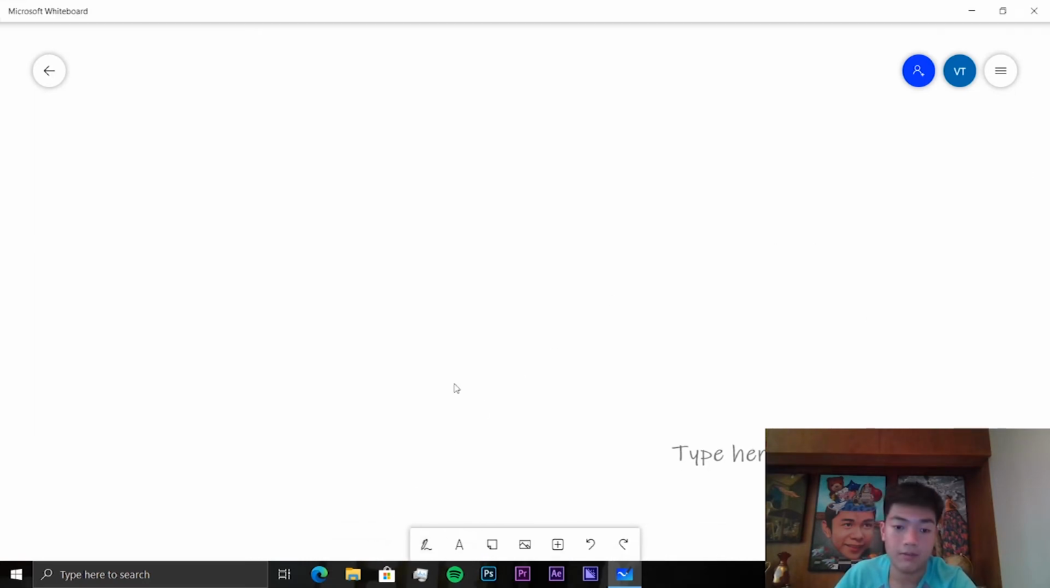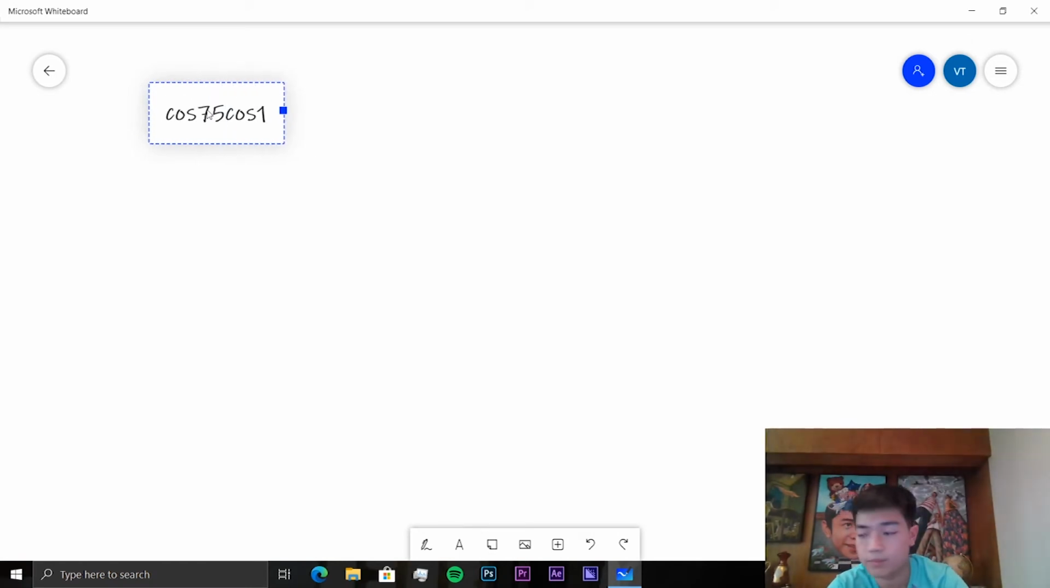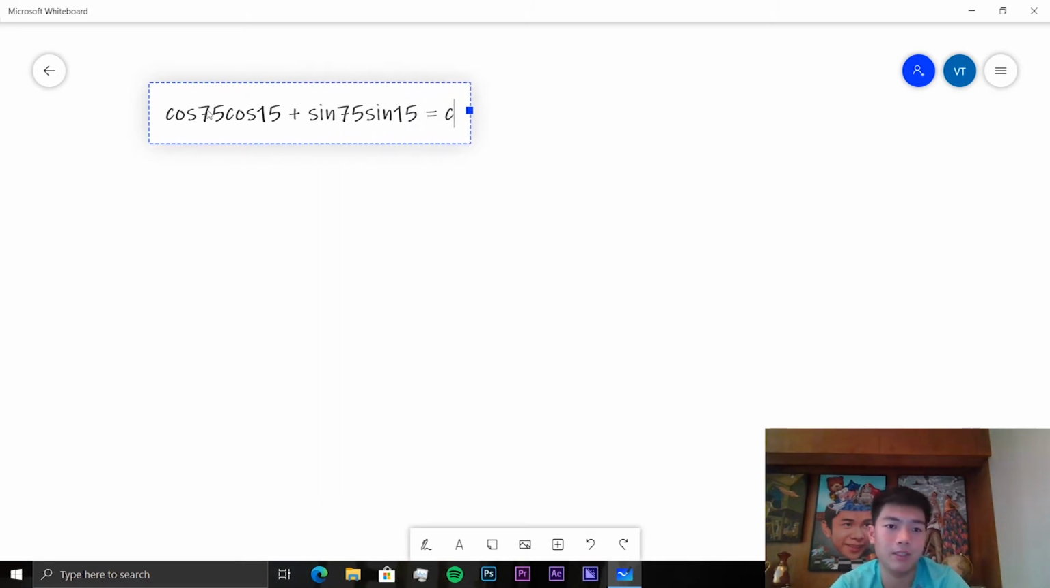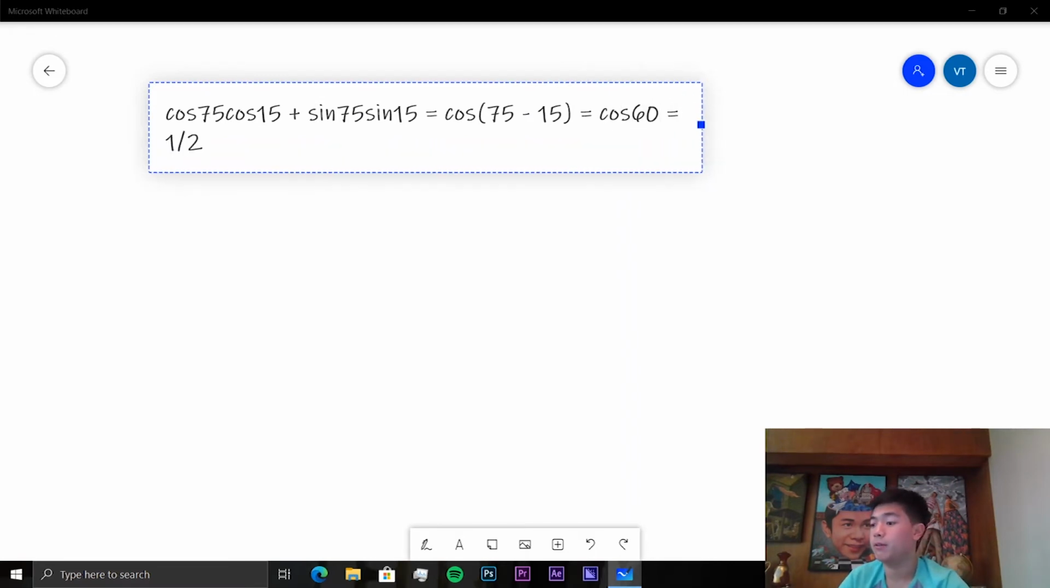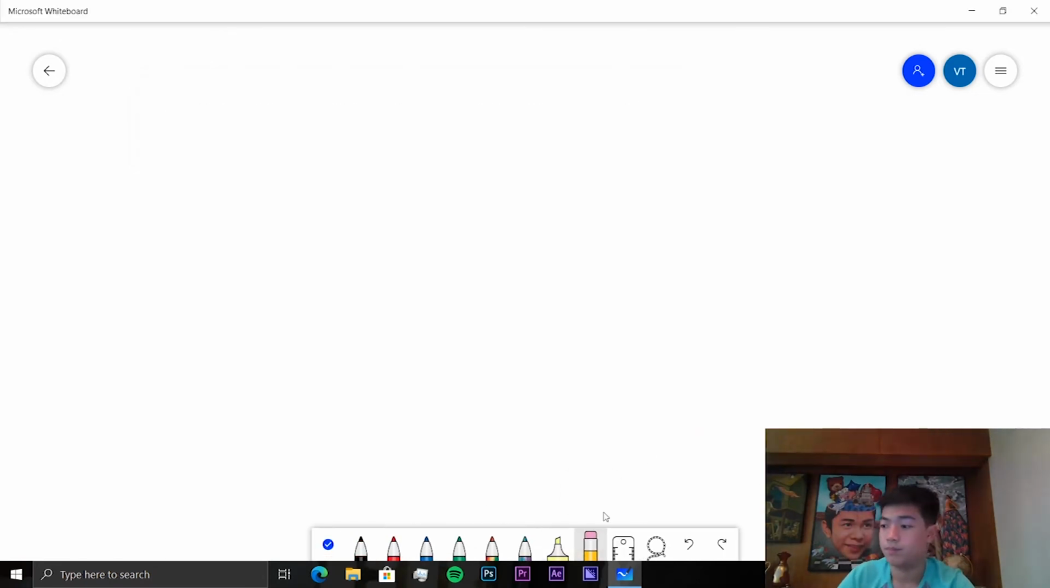cosine 75, cosine 15, plus sine 75, sine 15, and this is simply equal to cosine 90, because this is cosine 75 plus minus 15, actually, never mind, not 90. So this is equal to cosine of 60, which is equal to 1/2. So yeah, that one was much faster. So let's move on to the next one.